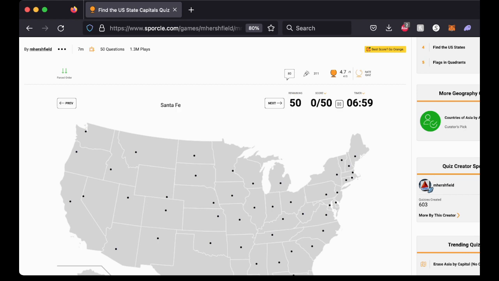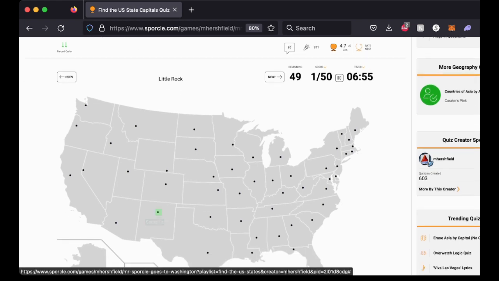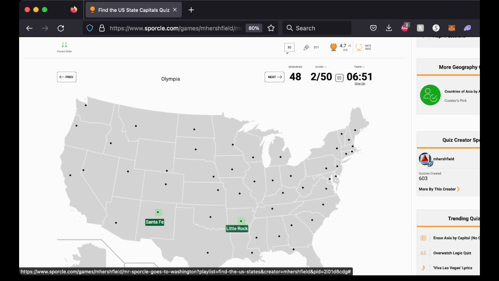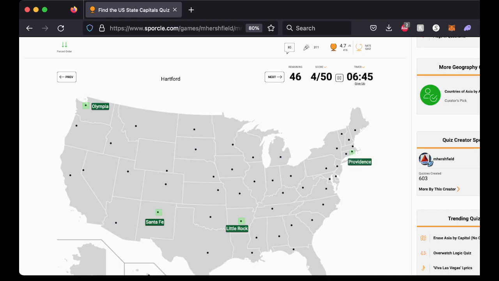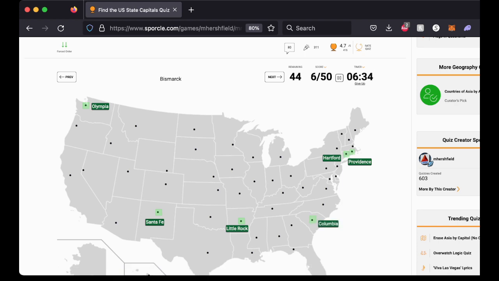Okay, so Santa Fe is the capital of New Mexico. Little Rock is the capital of Arkansas. Olympia is the capital of Washington State. Providence is the capital of Rhode Island. Hartford is the capital of Connecticut. Columbia is the capital of South Carolina. Bismarck is the capital of North Dakota.